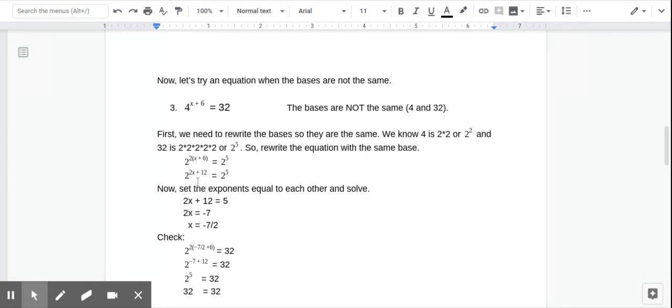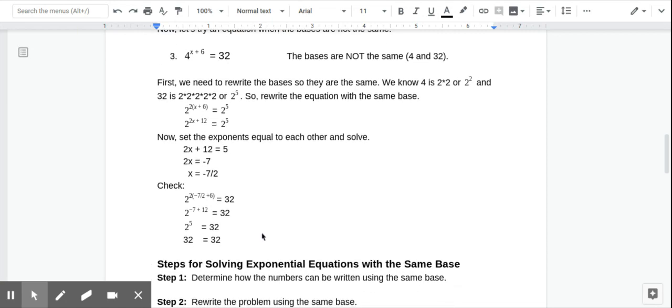By rules of exponents, we know when we have a power to a power, we multiply. So we end up with 2x plus 12. Now that our bases are the same, we can set those exponents equal to each other and solve. So we get x equals -7/2. And once again, we can check it.